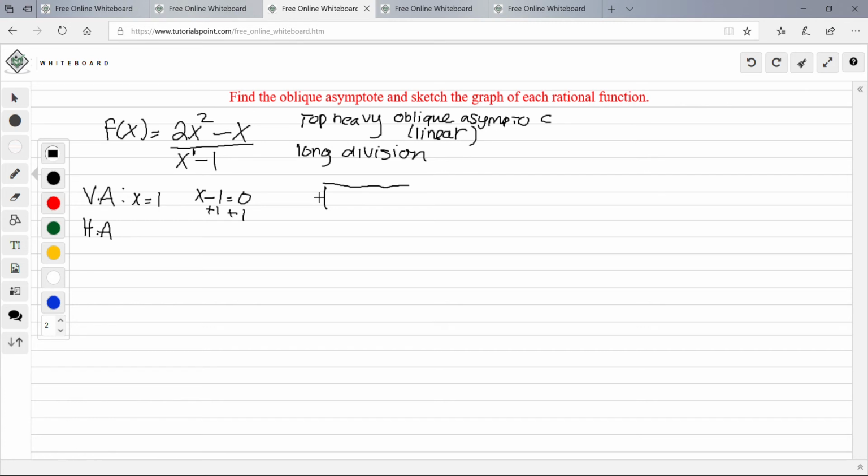So it's going to be 2x squared minus x divided by x minus 1. I'm going to use 2x. So 2x times x is 2x squared, 2x times negative 1 is negative 2x. Distribute the negative: the 2x squared cancels, and two negatives become a positive, so it's 2x minus x, which is just x.